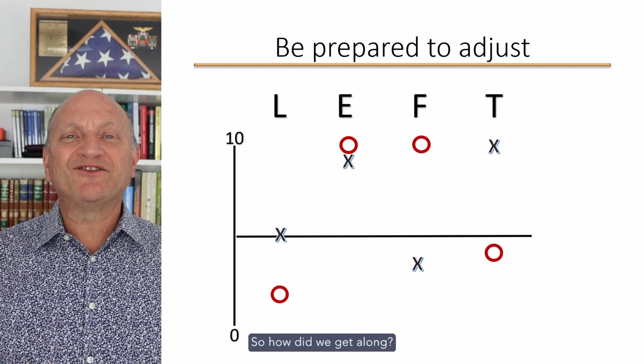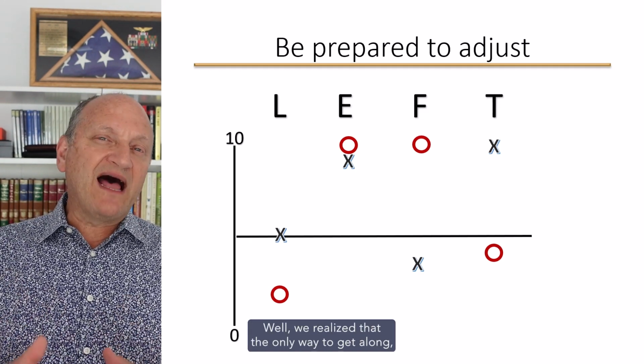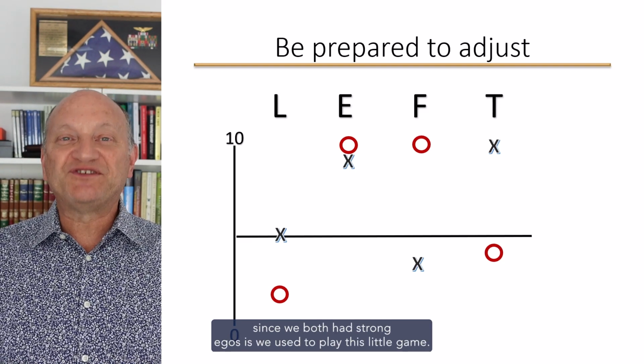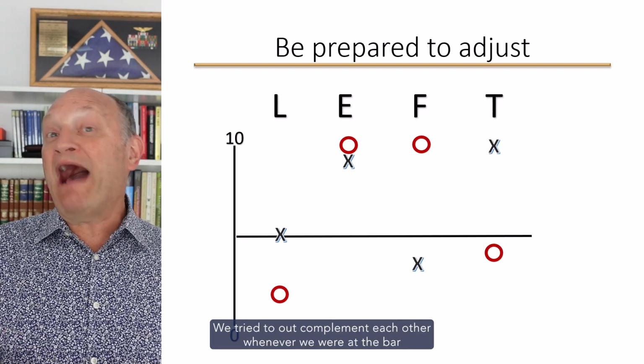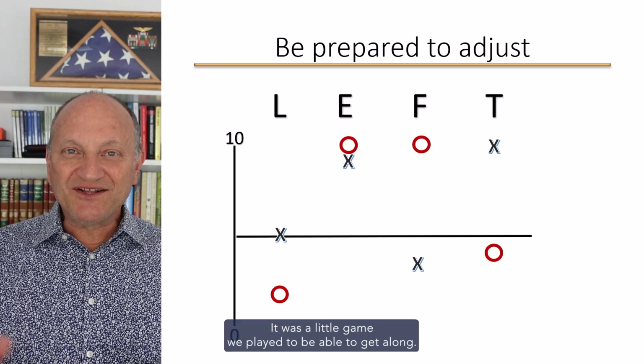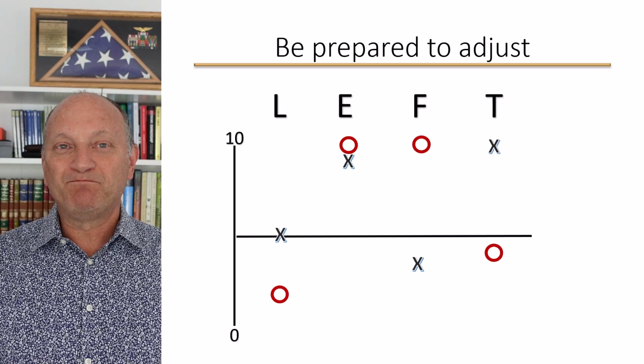So how did we get along? Well, we realized that the only way to get along, since we both had strong egos, is we used to play this little game. We tried to out-compliment each other whenever we were at the bar in front of customers. It was a little game we played to be able to get along.